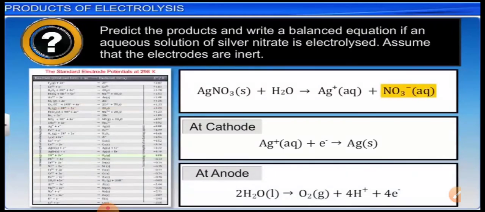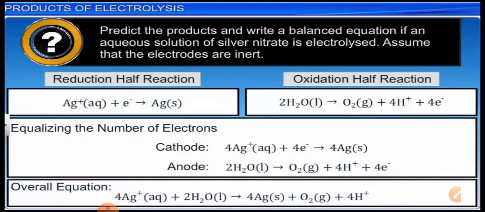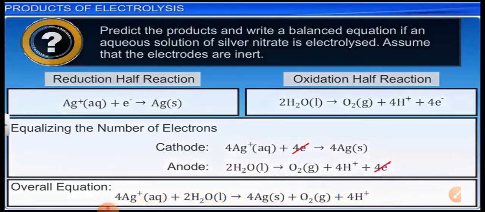So these two reactions will take place. Why is the nitrate ion not taking part in the reaction? Due to its low value of electrode potential. Simple. So you should remember that two kinds of product will form. If we compare both the reactions, that is the reduction of silver and the oxidation of water, then we get 4 electrons common in both reactions, and the final overall reaction is 4 silver ion plus 2 H2O gives 4 silver plus O2 plus 4 H plus ion.